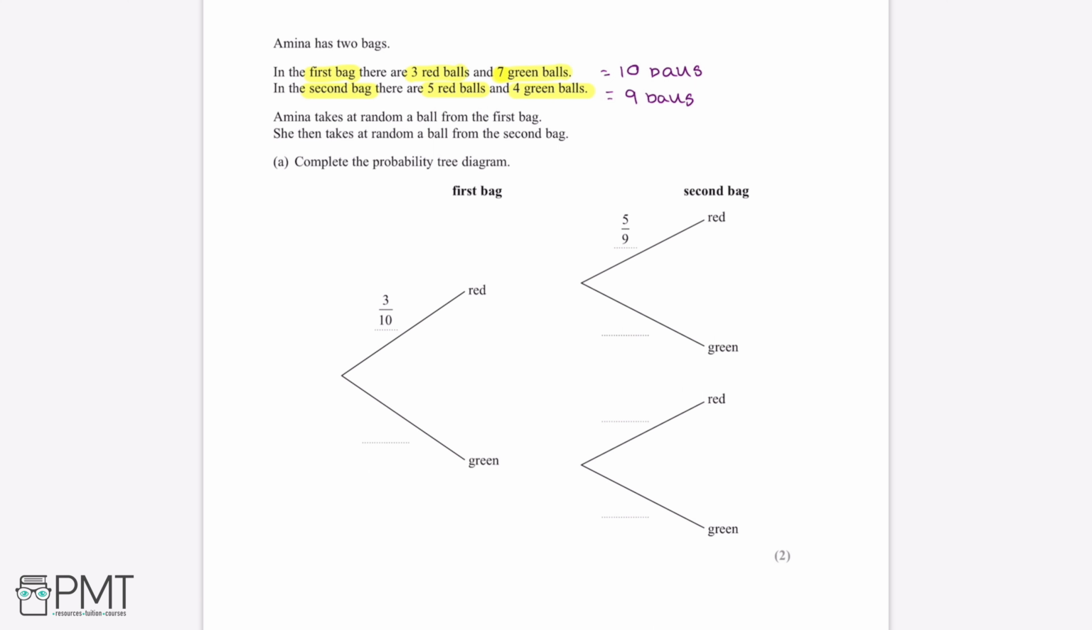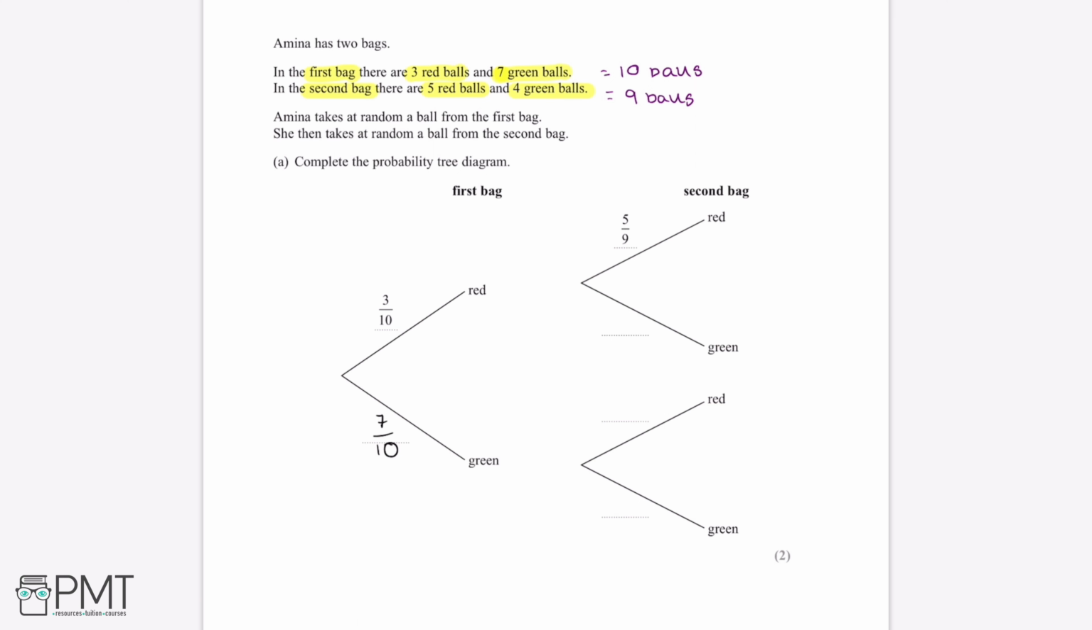So if we start off with the first bag, the probability of choosing a red ball has already been filled in. So we just need to fill in the green ball. If there are 7 green balls in the first bag, and there are 10 balls in total, then the probability of choosing out a green ball from the first bag will be 7 divided by 10. So now we can move on to the second bag.